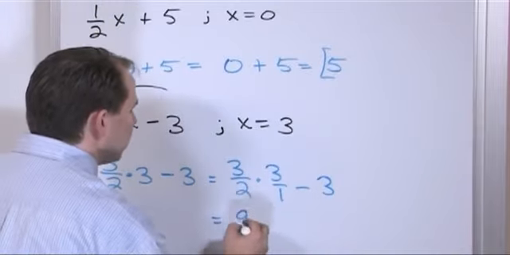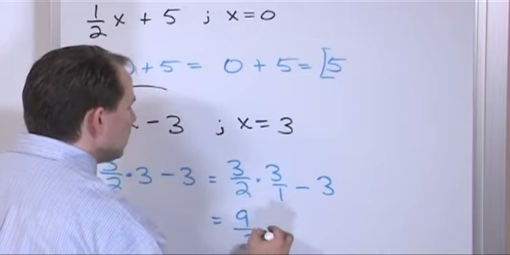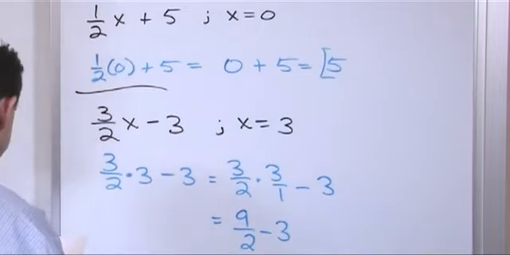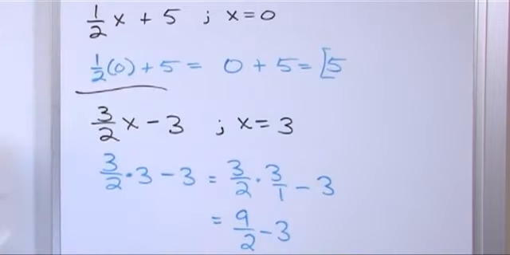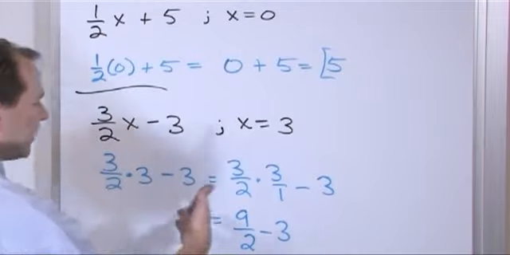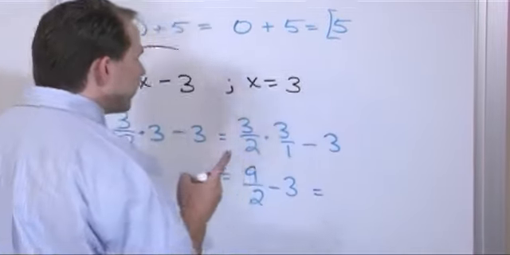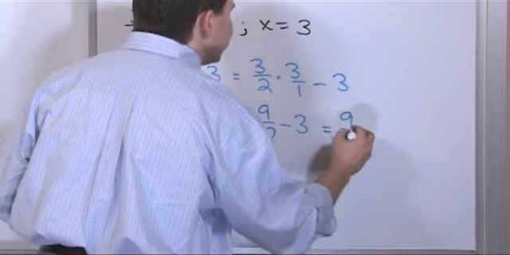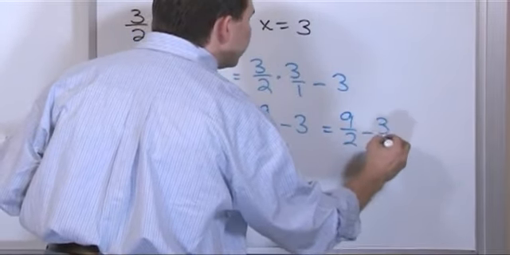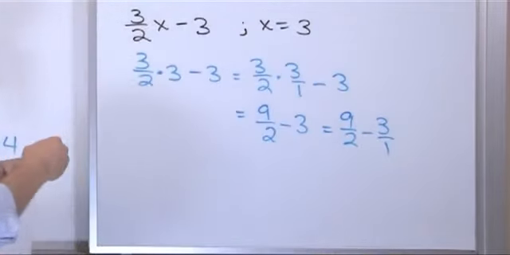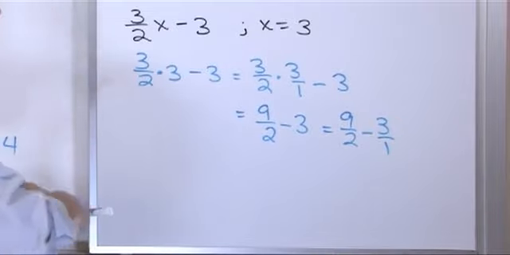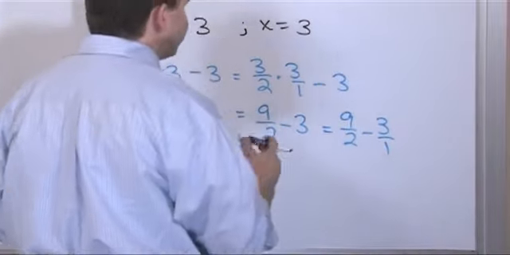3 times 3 is 9. 2 times 1 is 2, minus the 3. So you have 9/2 minus 3. And that really is the answer, but you don't want to leave an answer like that. You want to try to put it into one fraction if you can. 9/2 minus, this is just 3 over 1. Now you need to again use your knowledge of fractions to find a common denominator and do this fraction subtraction.